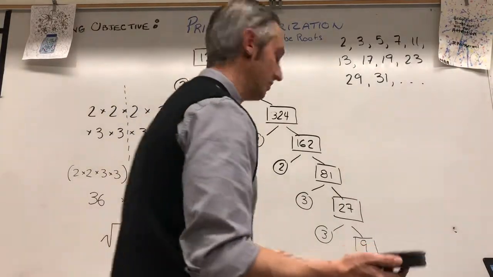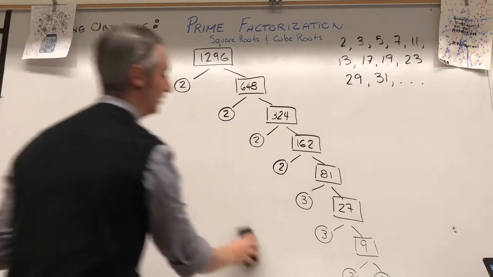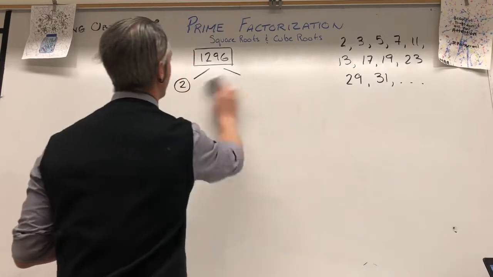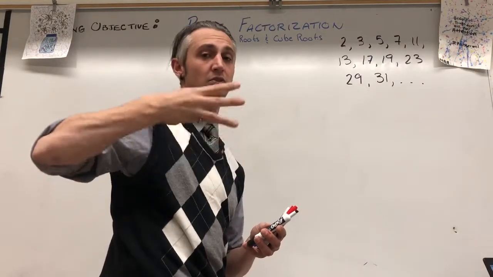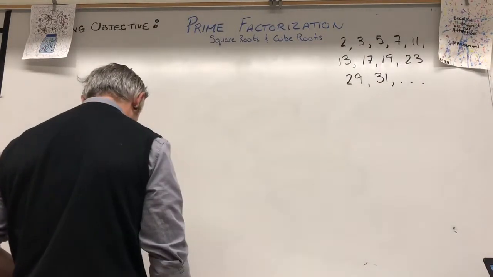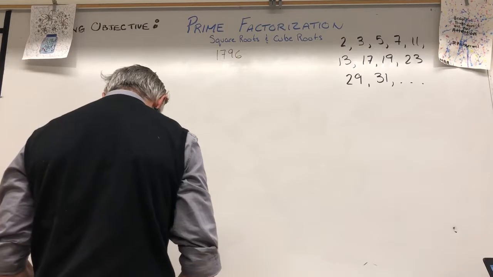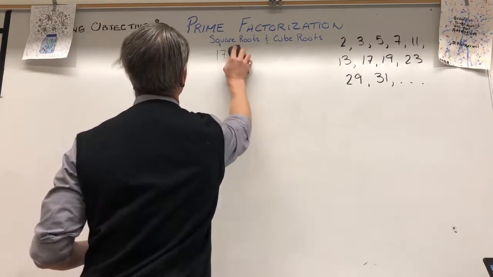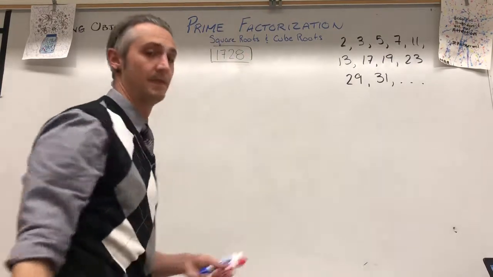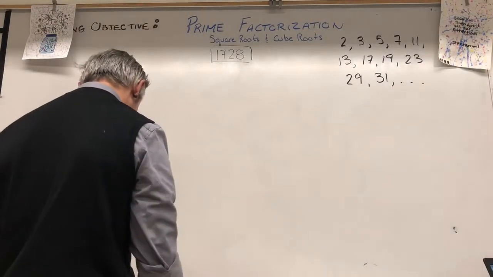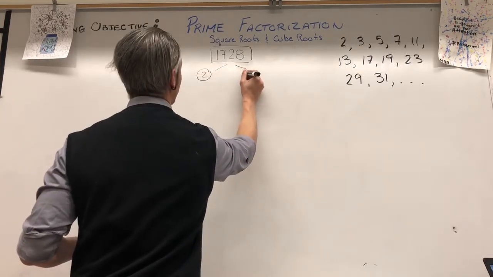Same thing, but let's ask about cube roots. Cube roots is very similar, except at the very end, we're going to try and group all our prime factors into not two, but three groups, cube. So let's try the number 1728. So, let's start factoring. Is it divisible by 2? It sure is. That gives me 2 and 864.